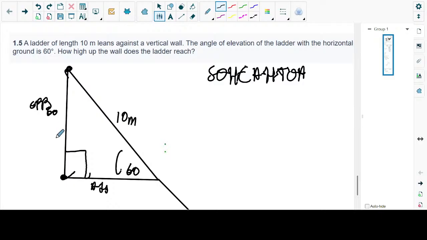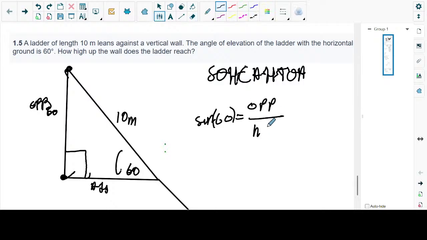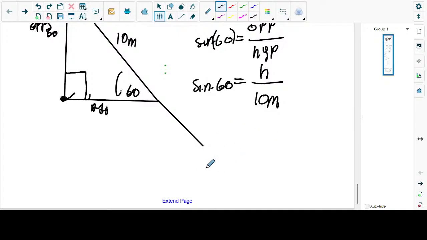It needs to have opposite and hypotenuse, so we're going to use sine. We're going to call the height h, which is the height of the wall. What are we looking for? We're looking for h, the height of the wall. Then how will we make height the subject? Multiply with 10. So you have 10 multiplied by the sine of 60.